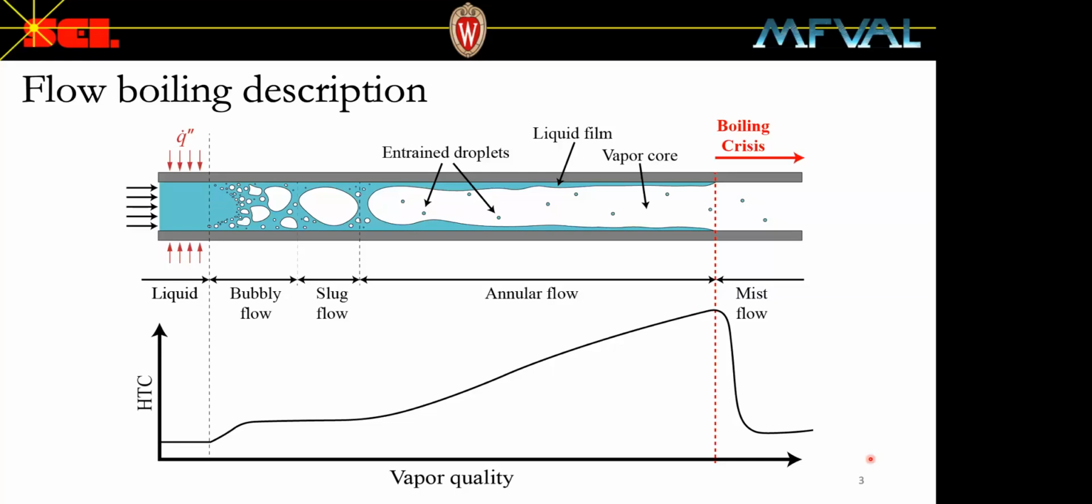The boiling crisis is characterized by a significant reduction in the heat transfer coefficient to the fluid and an increase in surface temperature. The boiling crisis here and the reduction in HTC that ensues is associated with the loss of liquid film, and this is called dryout.